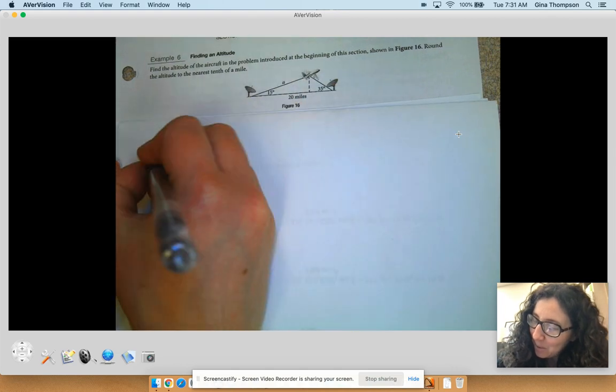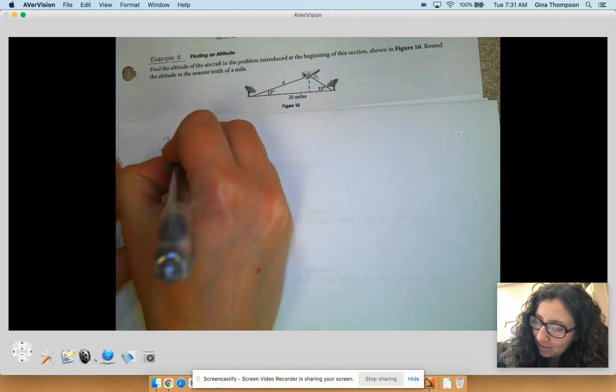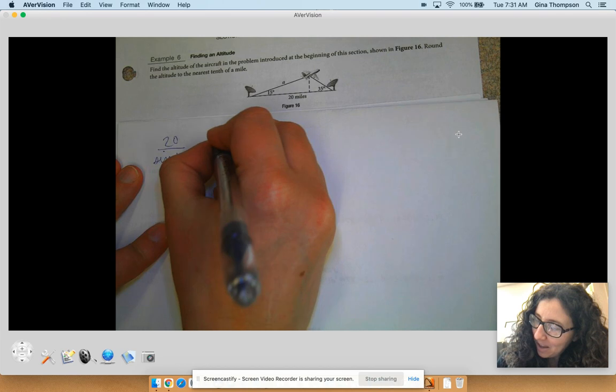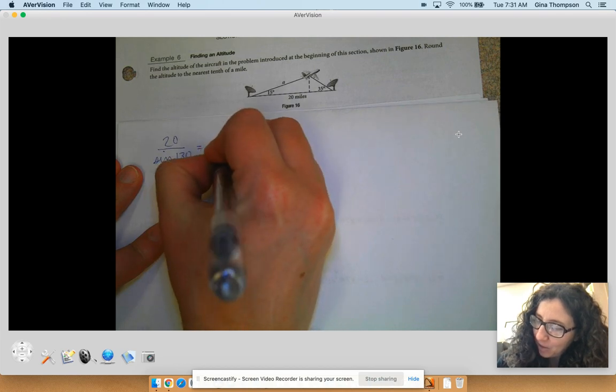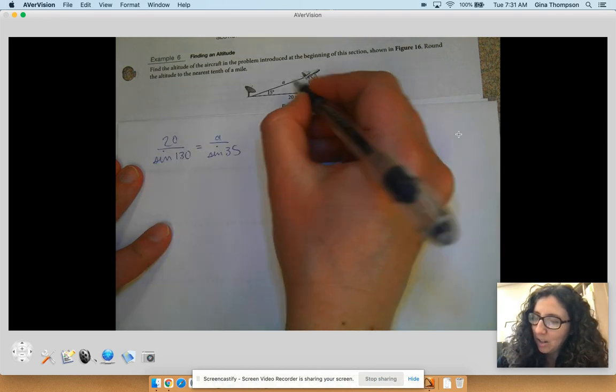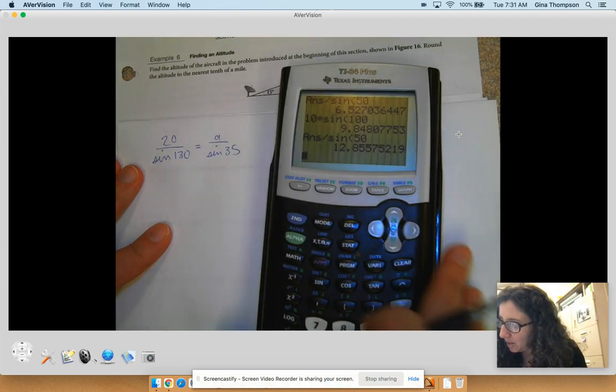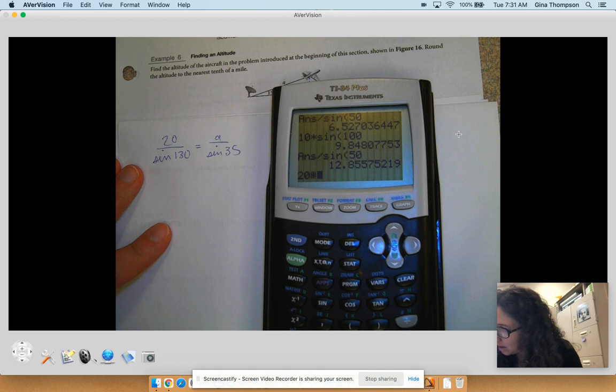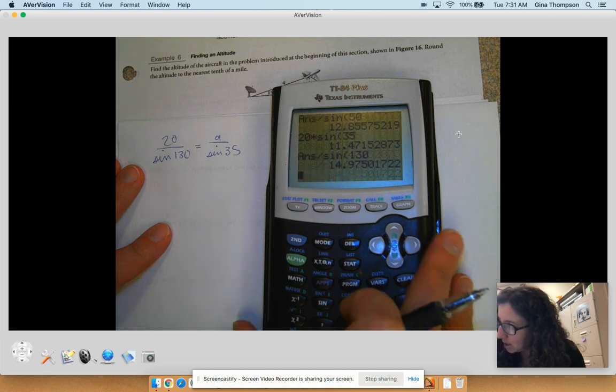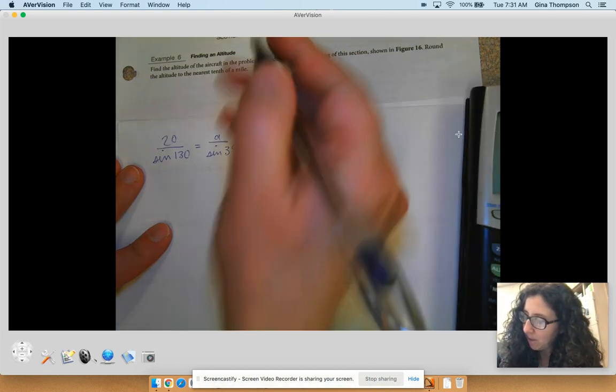Okay, I'm just going to keep going. 20 divided by sine of 130 is going to be A divided by sine of 35, right? This ratio and that ratio are going to be the same. So we just put in our calculator, 20 times sine of 35 divided by sine of 130 is, let's say, 15. A is about 15 miles.